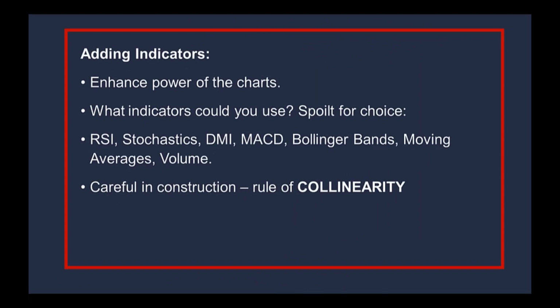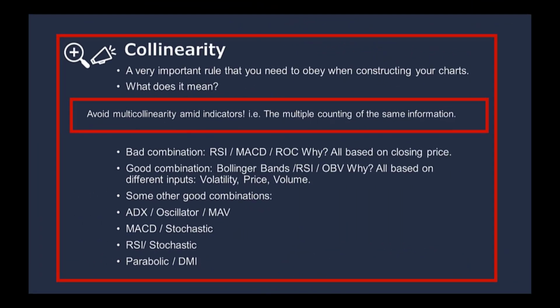So by adding indicators, we're going to enhance the power of the charts. But what indicators should we use? Well, you're spoilt for choice: RSI, stochastics, DMI, MACD, Bollinger Bands, moving averages, volume. It's a bit of a head shake on what you actually use. But the first thing to bear in mind and always remember is the rule of collinearity in technical analysis. What is collinearity? Well, it's a very important rule that you've got to obey, but what does it mean?